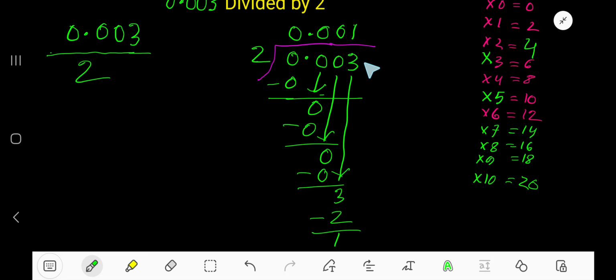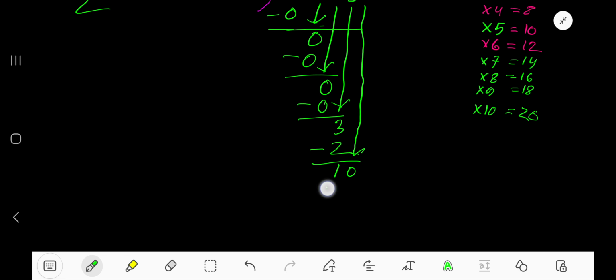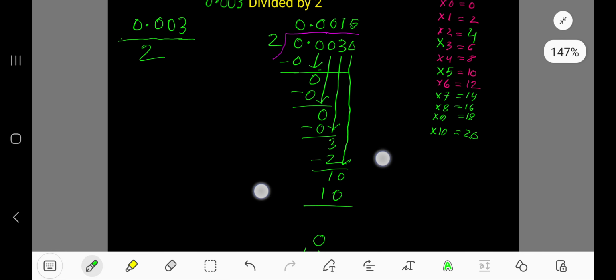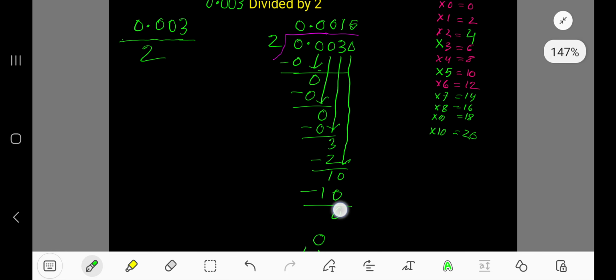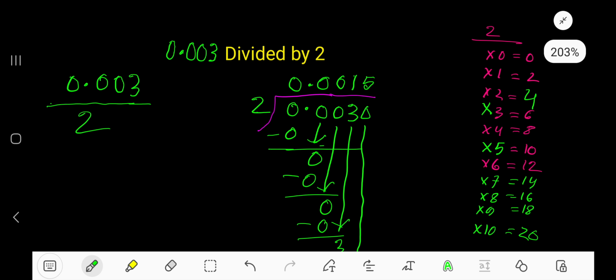To continue the process, you can add a trailing 0 here. As this is a decimal number, you can add any number of trailing 0s. Bring down this 0. 2 goes into 10 how many times? 5 times 10. Write 5 here. So 5 times 2 is 10. If you subtract, you are getting 0. That is, your answer is 0.0015.